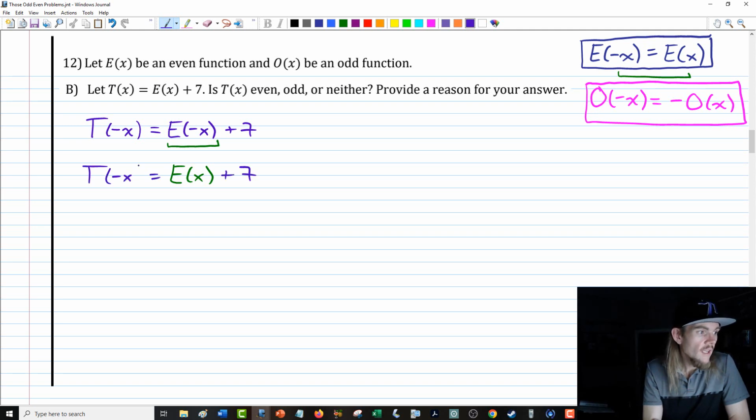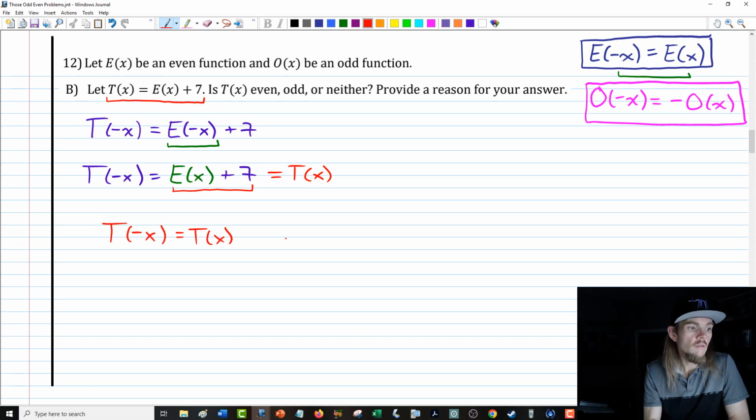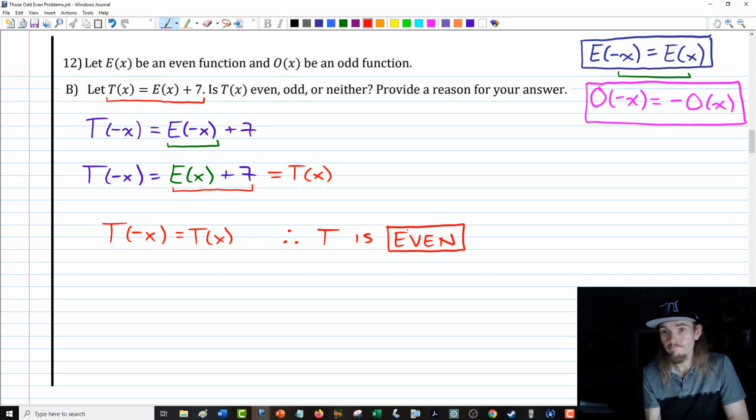So t of negative x is equal to e of x plus 7. Now doing it one more time, where have we seen that before? Well, t of x is equal to e of x plus 7, and e of x plus 7 is sitting right here. That is literally equal to t of x. So we have just shown t of negative x equals t of x. Therefore, those three dots mean therefore, t is even, because even functions are the ones where if you plug in negative x, you get the original function. Fair enough.